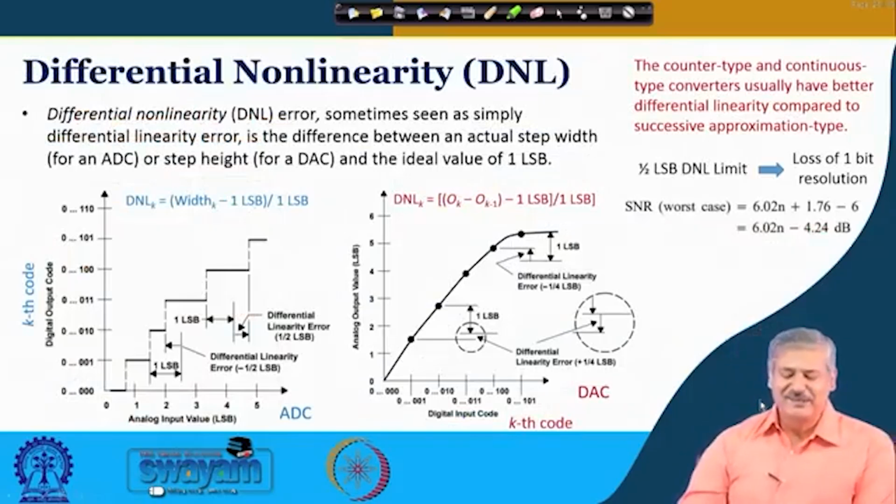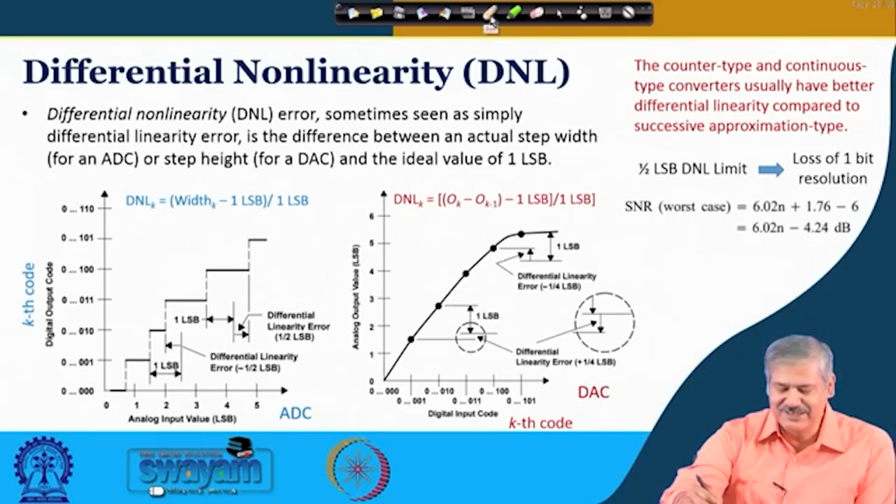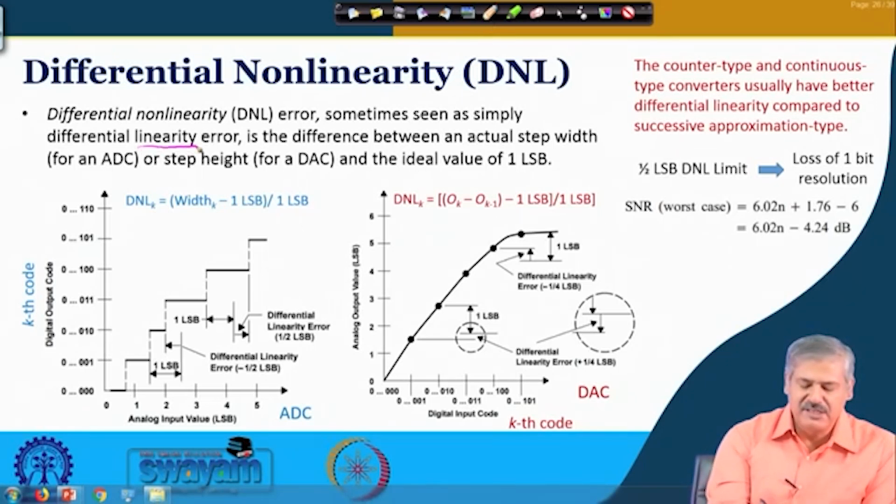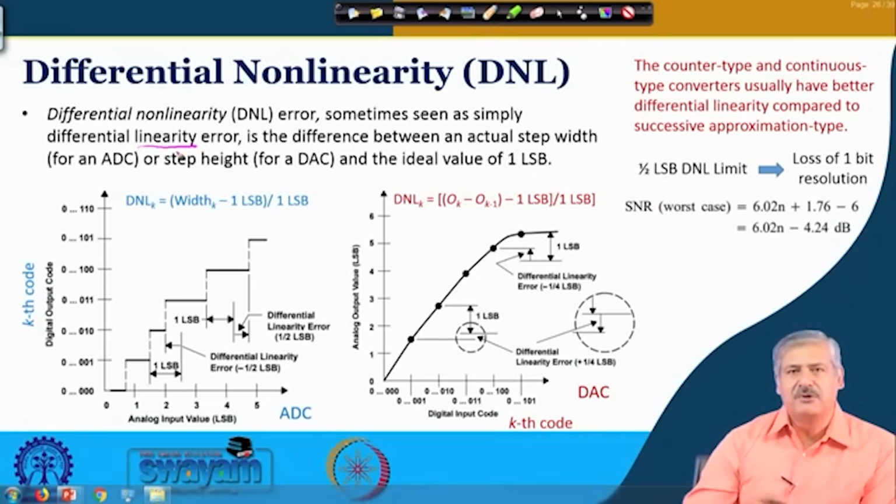Next is differential nonlinearity error. So, this is another important thing. Differential nonlinearity error is often called DNL. In some contexts it is also called differential linearity. I mean, it should follow a linear thing, but it is not following, so it is becoming nonlinear.